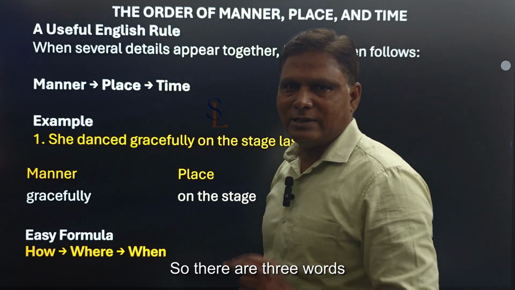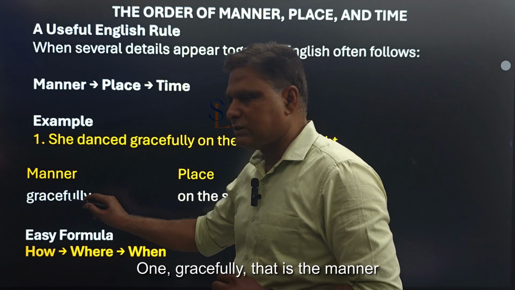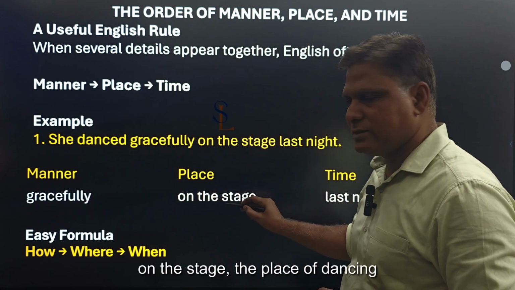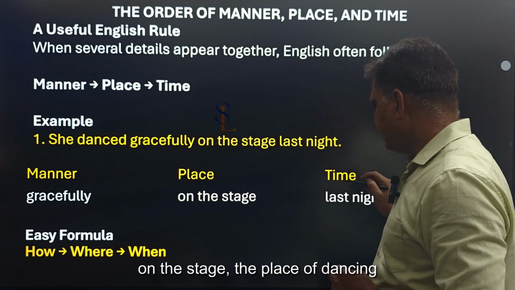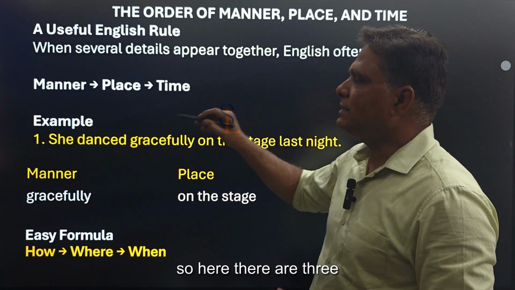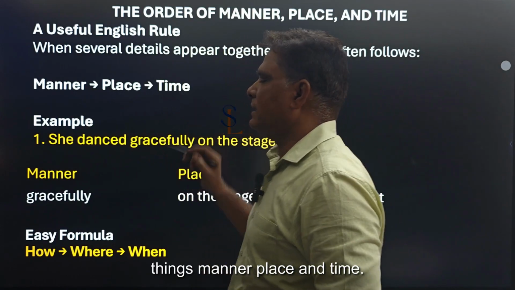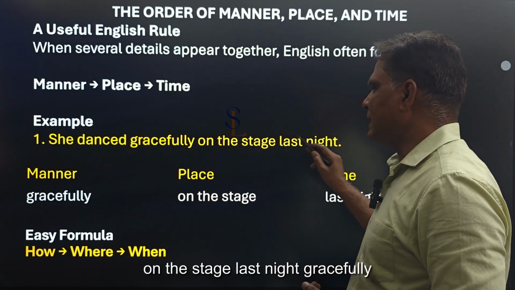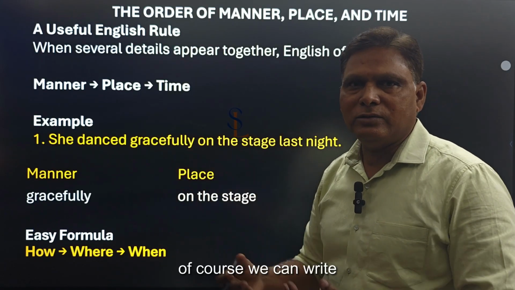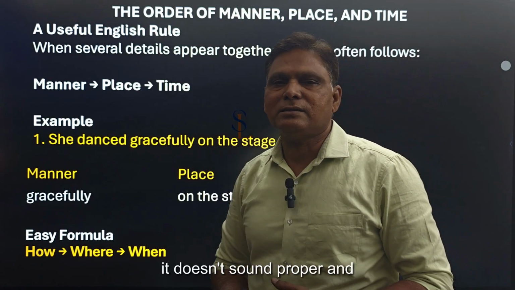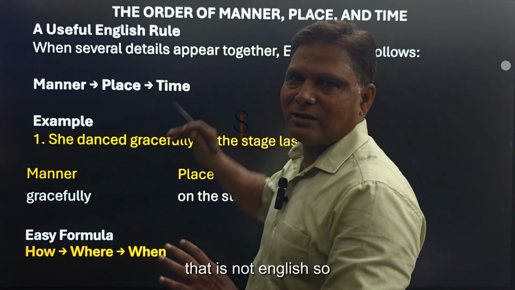So there are three words that you need to understand. One, gracefully, that is the manner of dancing, on the stage, the place of dancing, last night, the time of dancing. So here there are three things: manner, place, and time. Can we write in a different way? She danced on the stage last night gracefully. Of course we can write, but does it sound proper? It doesn't sound proper, and that is not English rule.